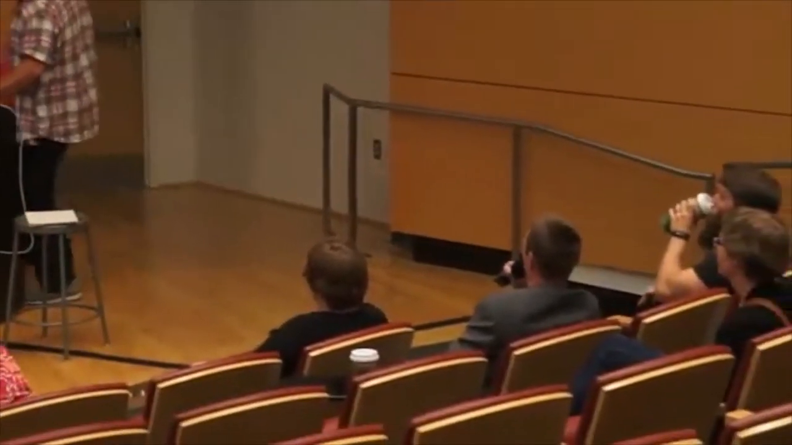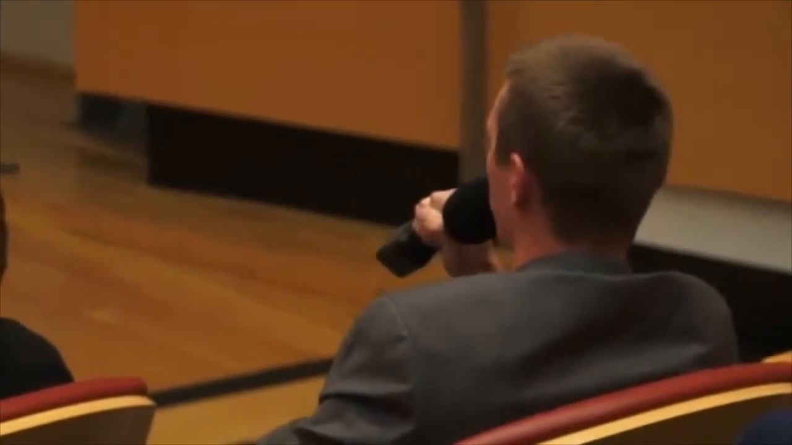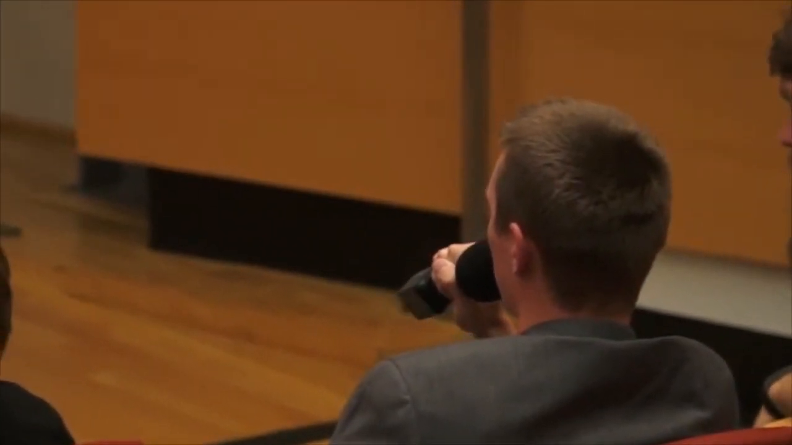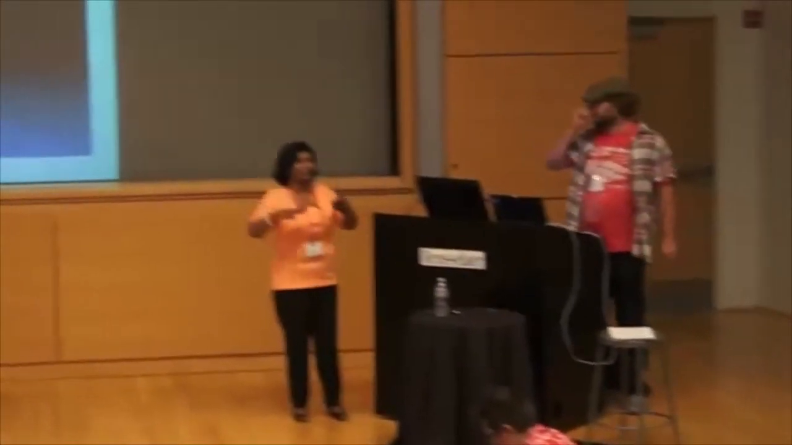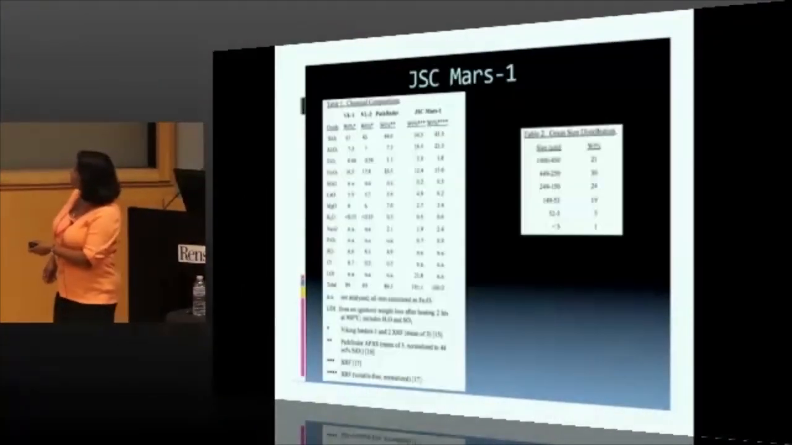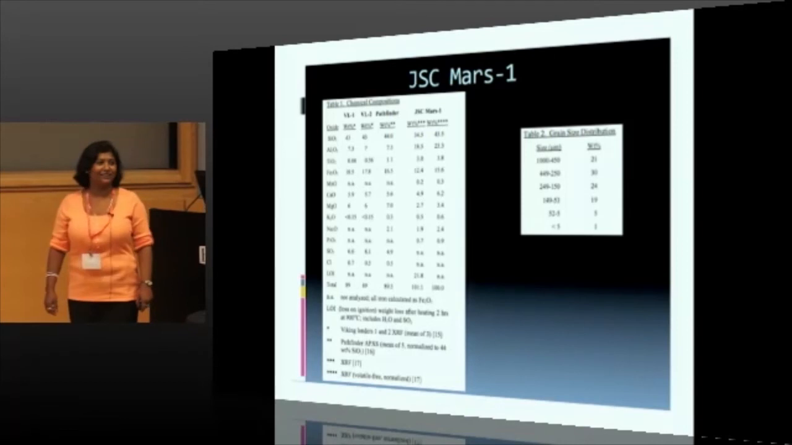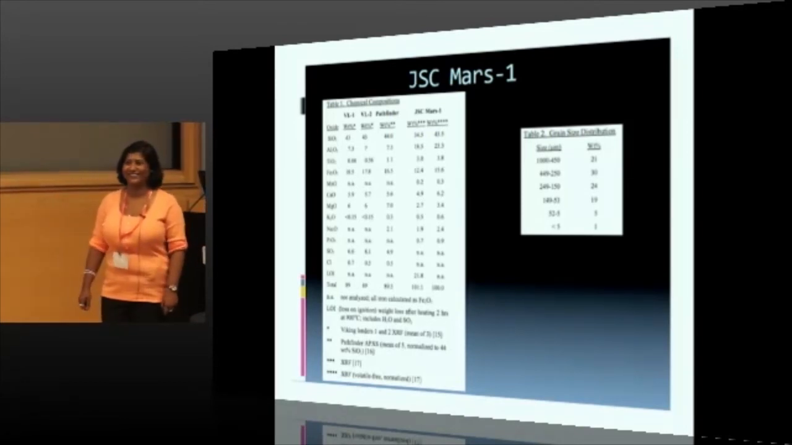So the JSC one, it said it was a mixture of minerals. Do you know some of the minerals that were in there? Yes, we know. Can you? Oh, you want it back? Yes, because I have slides which have the composition of JSC Mars 1. Oh, okay. So I don't remember, but I can show you. Okay. This one, you see, these are the chemical composition of JSC Mars.